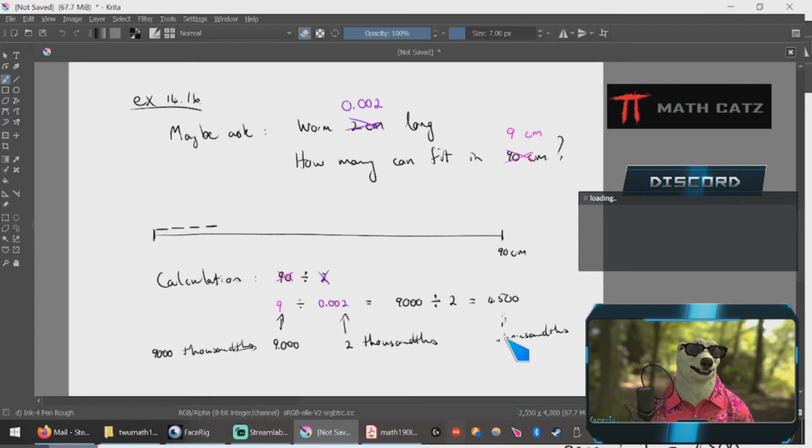And of course, the division question has an answer that has a unit different from the original, right? Because the answer to a division question is how many times does it fit? How many times does it fit into whatever was given? So the answer is the little germs this long can fit into my pink length 4,500 times.